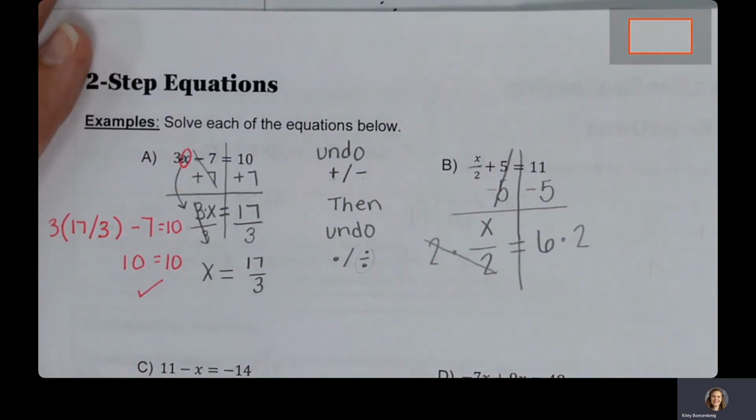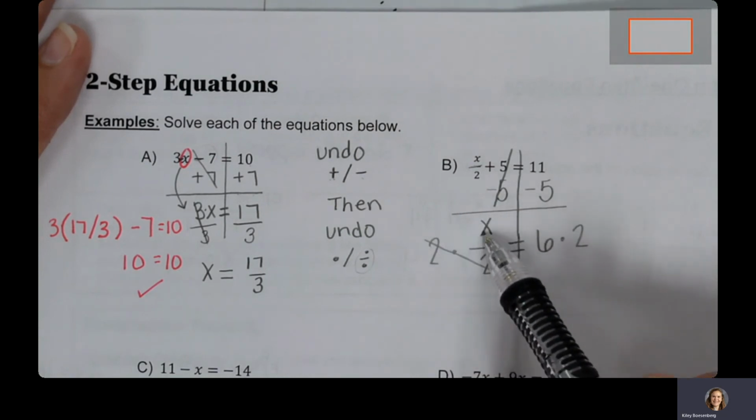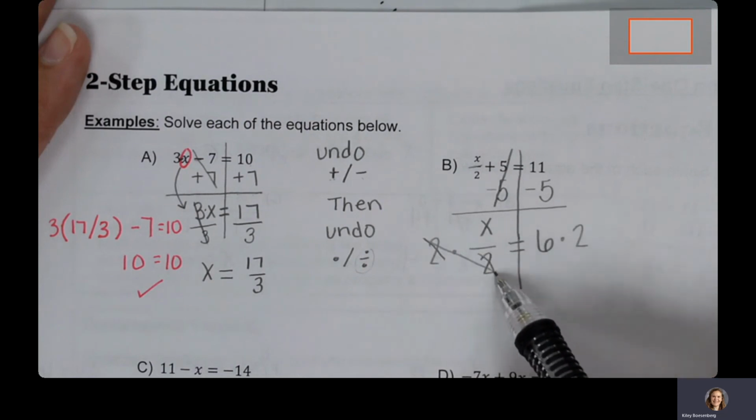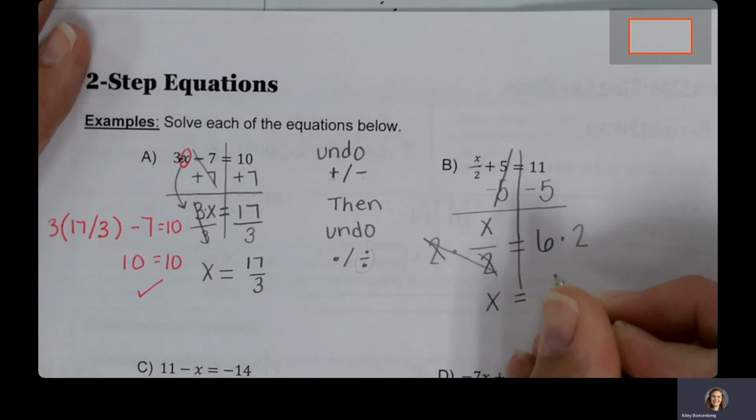Remember we talked about yesterday, when you do the times 2, make sure you don't accidentally write 2x. It's not 2x. That 2's sole purpose is to cancel itself out on that same side. And then 6 times 2 is 12.